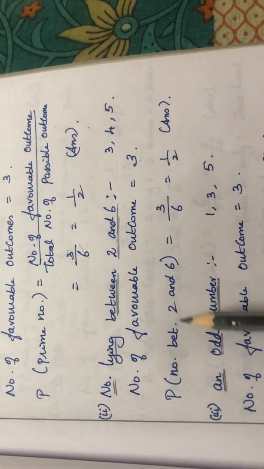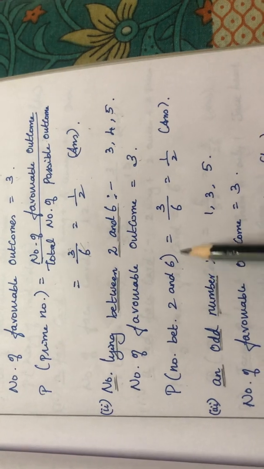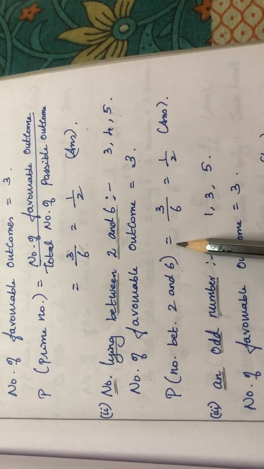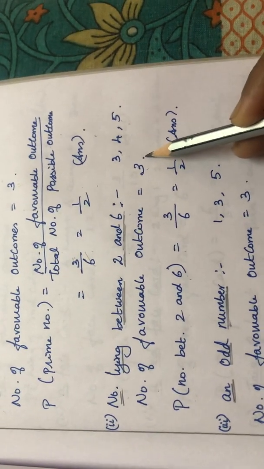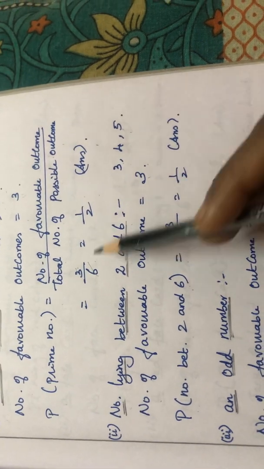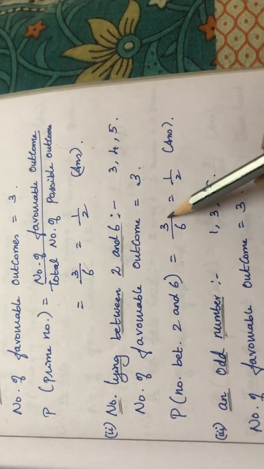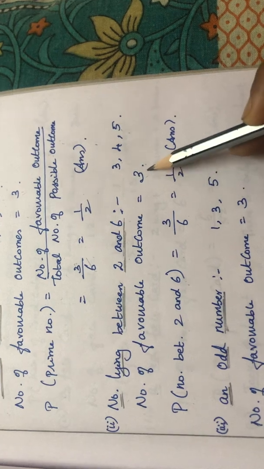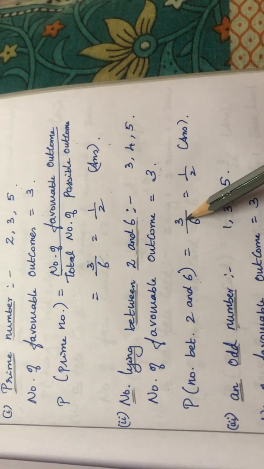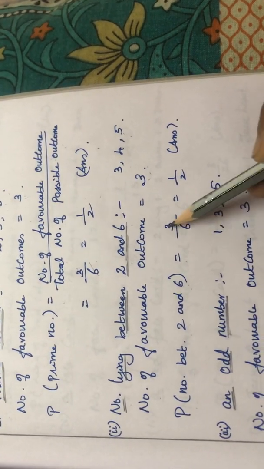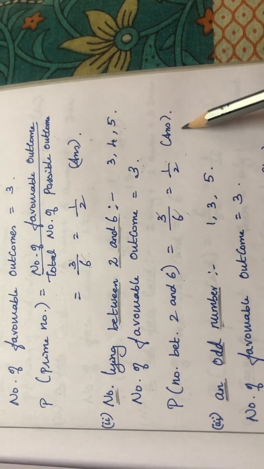Number lying between 2 and 6. Probability of a number lying between 2 and 6 is equal to the number of favorable outcomes divided by the total number of possible outcomes, by the same formula. So 3 is the favorable outcome, possible outcome is 6. When I simplify, 1 by 2 is the answer.